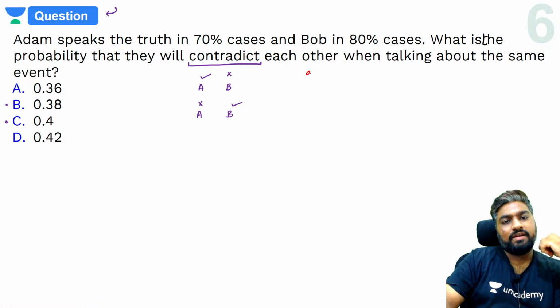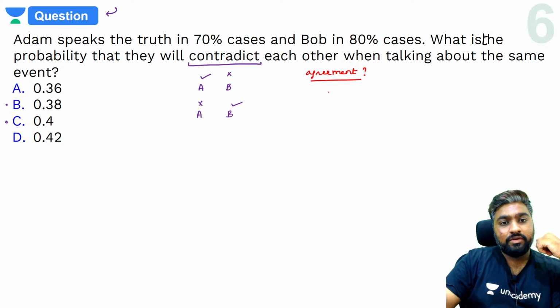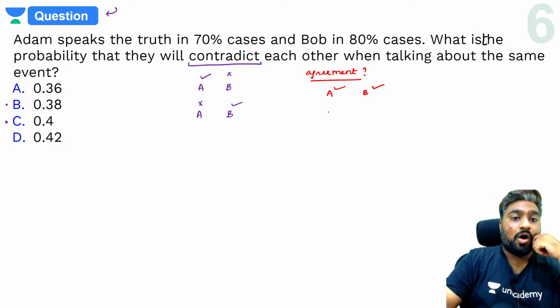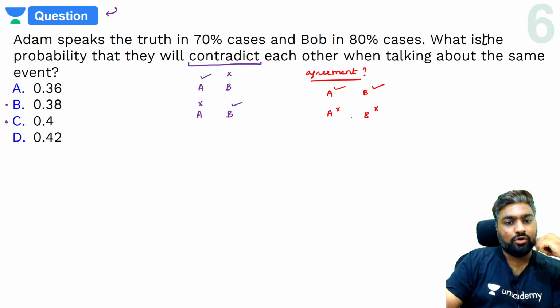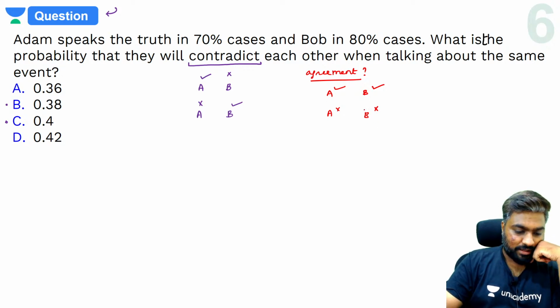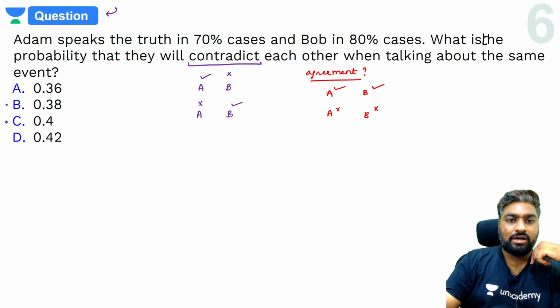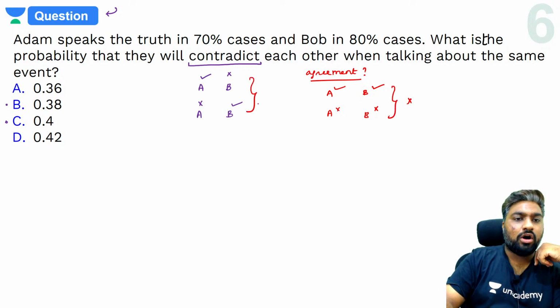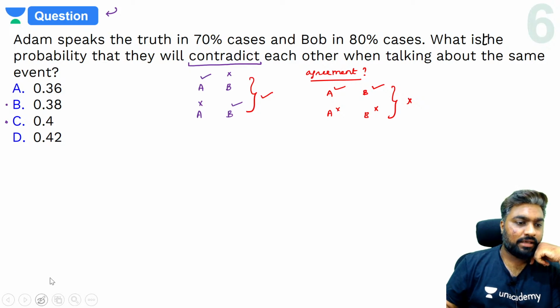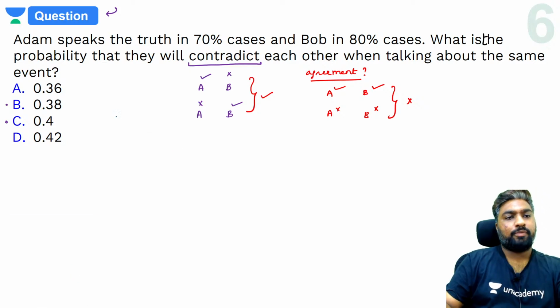Yes. When will they agree with each other? When will there be an agreement? Not contradiction. Agreement कब होगा? When both A and B are telling the truth, or when both A and B are telling the lie. Correct? दोनों झूठ बोल रहे हैं या दोनों सच बोल रहे हैं? Agreed? तो हमसे ये नहीं पूछा गया है. This is not what is asked. This is asked कि दोनों contradict करने चाहिए. Yes. What is told? Probability of A telling the truth.